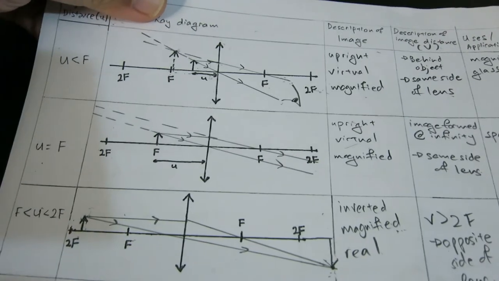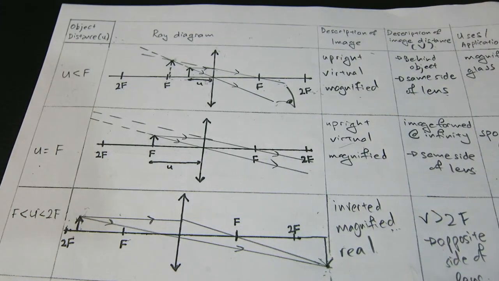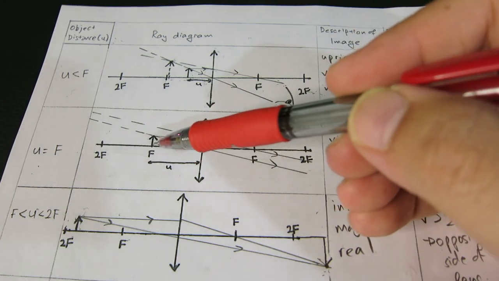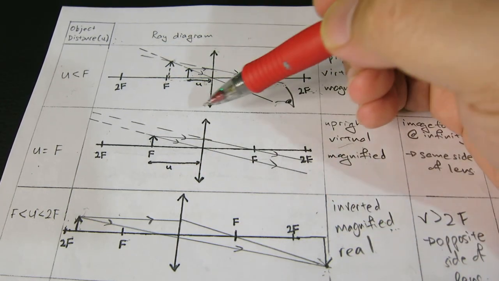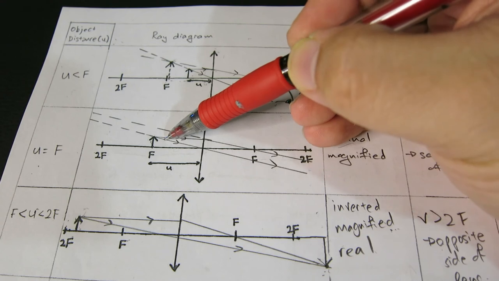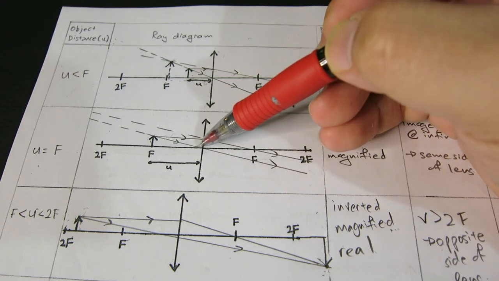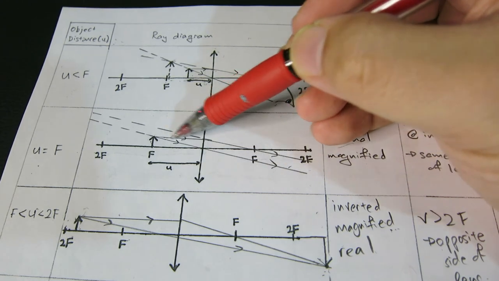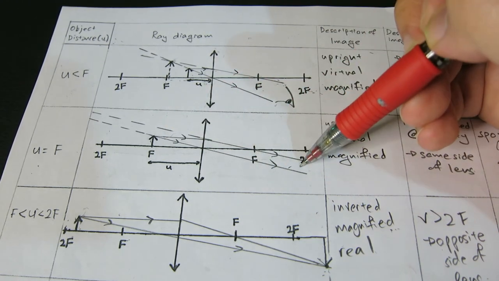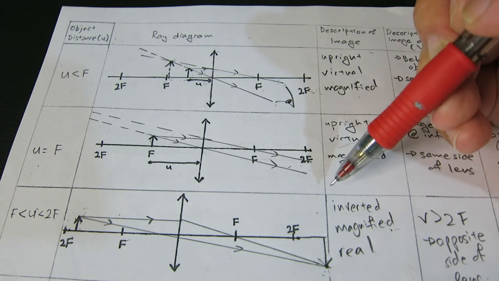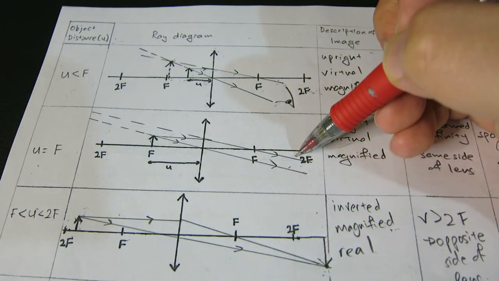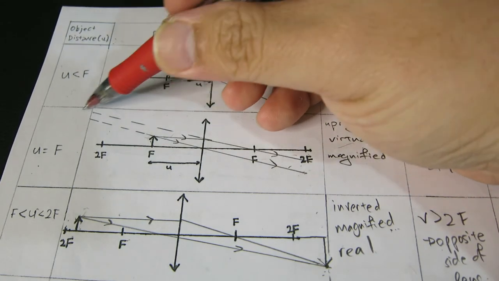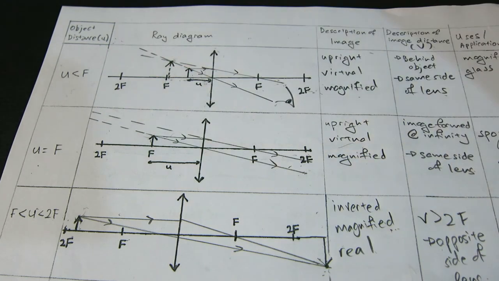Now, two unique situations appear then. What happens if I place an object exactly at the focal length? When I place an object exactly at the focal length, I do exactly what I usually do. Find the two rays, draw the ray that cuts through the optical center. It is undeflected. The parallel one goes through the focal length. I realize that they are never going to meet because they are parallel. So whenever they don't meet, you are supposed to trace them backwards. So you just trace backwards.